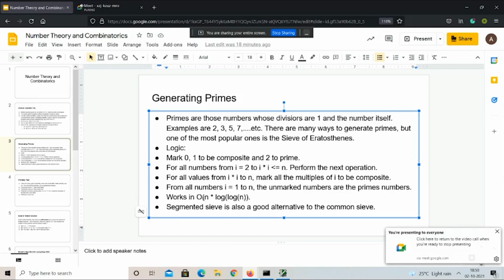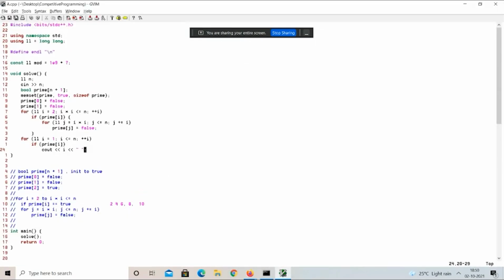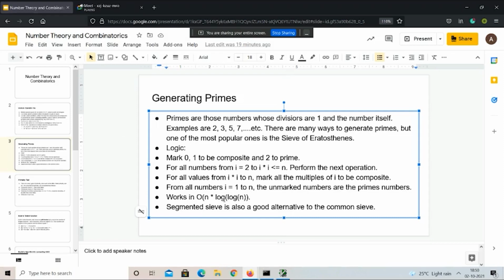So time complexity is n log n. That's the advantage. Limitation is segmented sieve. Segmented sieve is a bit higher order topic. It's basically like you have this sieve, you just divide the array into segments, different parts, and apply the same operation like this. And complexity is n log log n.